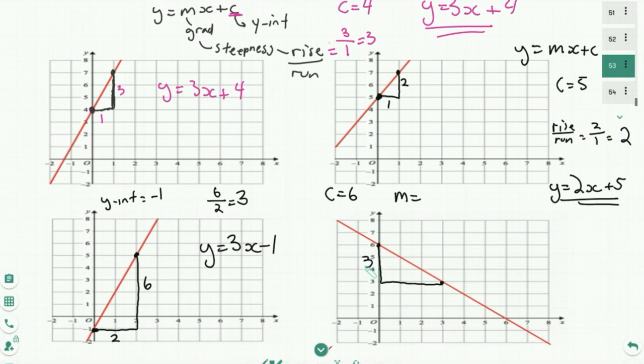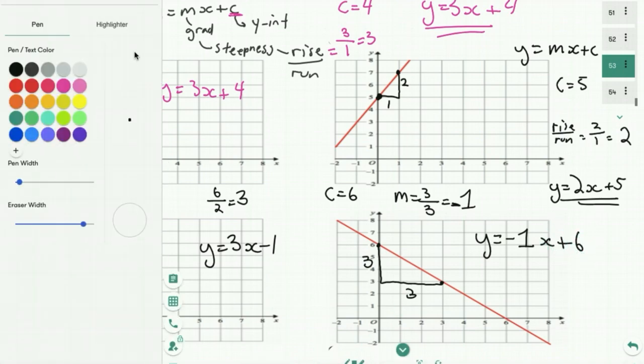Well, the rise is 3, the run is 3. So 3 rise over run, which is 3 over 3, which is equal to 1. Now be careful. This line has a negative gradient. It's going from left to right downwards. Therefore, our gradient will be -1. So our final equation is y equals -1x, and our y-intercept is +6.